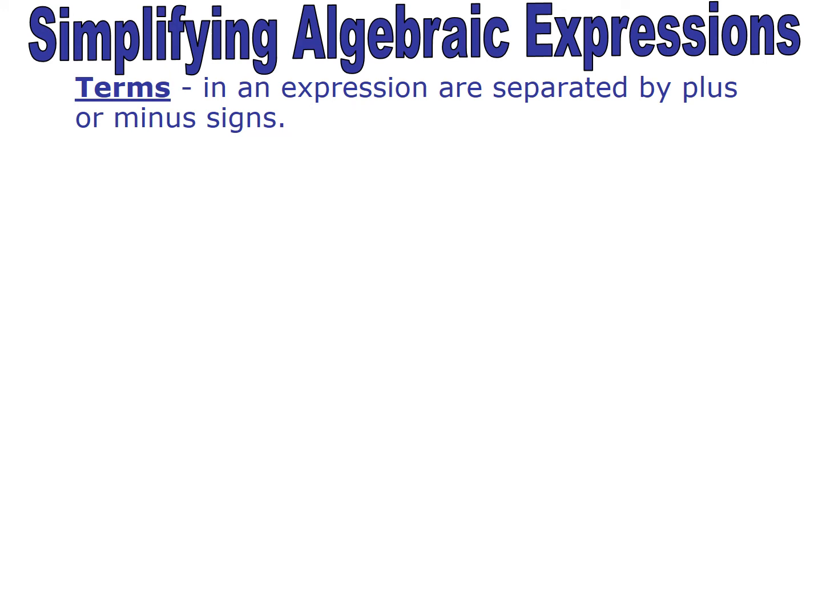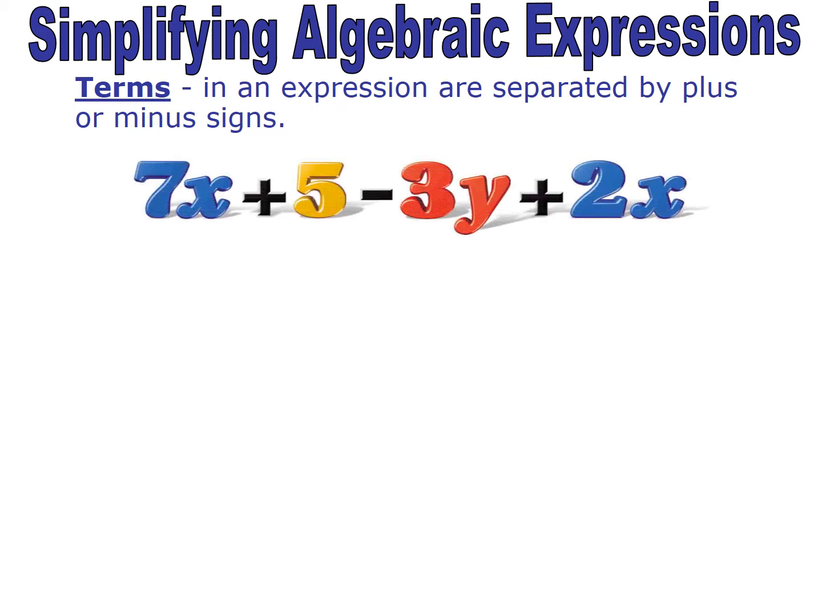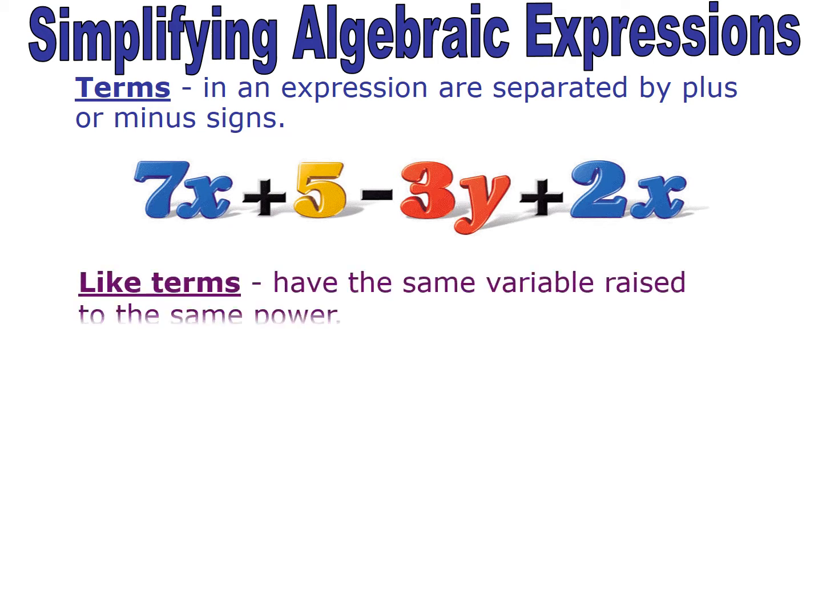Going to be simplifying algebraic expressions. And to simplify algebraic expressions, it's important to understand what words mean. When we talk about the word terms, terms in an expression are separated by a plus or minus sign. So in this example here, I have 4 separate terms. I have the 7x, I have the plus 5, I have the minus 3y, and I have the 2x. So these are all terms. They are separated by a plus or minus.